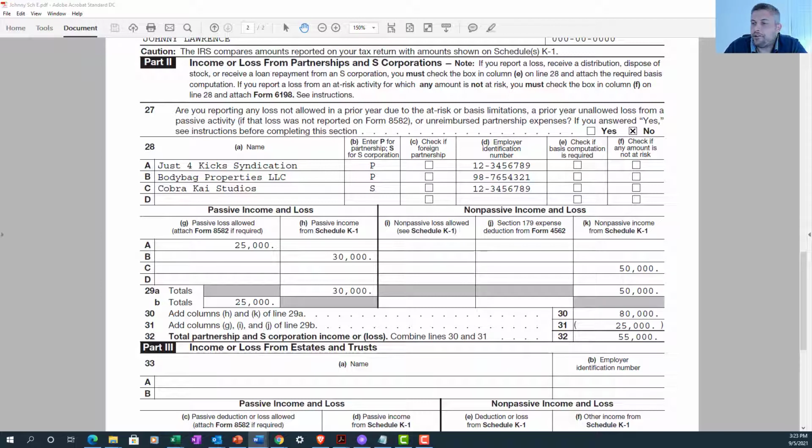Now on line 30, you're just going to total the income items, both passive and non-passive. So in this example, we have $80,000, which is the total of the $50,000 from the S corporation and the $30,000 from Body Bag Properties. Line 31 is a total of your loss and section 179 items. So in Johnny's case, we have the passive loss from column G showing up as a minus $25,000 on line 31. And line 32 is just your total. You net lines 30 and 31.